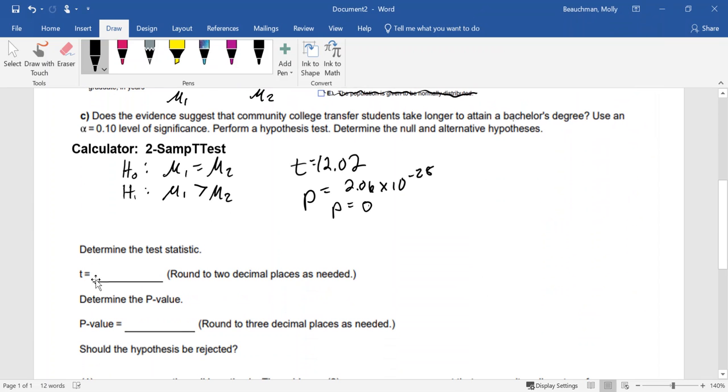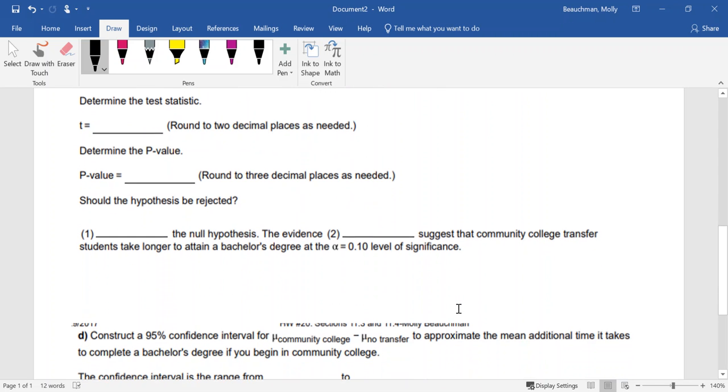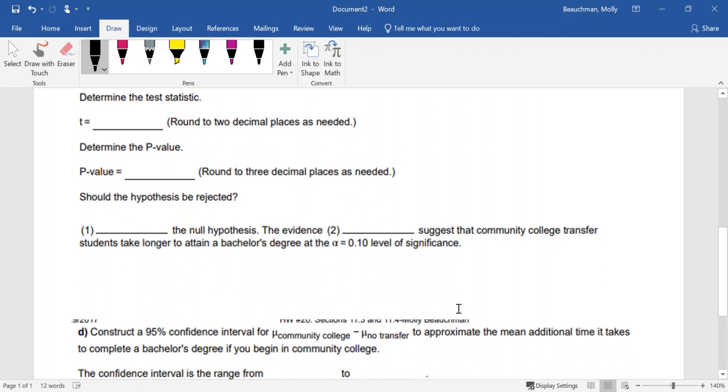Okay, so we've got our test statistic and our p-value is 0. Should the hypothesis be rejected? Yes, reject the null hypothesis. And what's our conclusion? The evidence does suggest that community college transfer students do take longer to attain a bachelor's degree at the 0.10 level of significance. And we rejected because the p-value of 0 was much less than the alpha level.